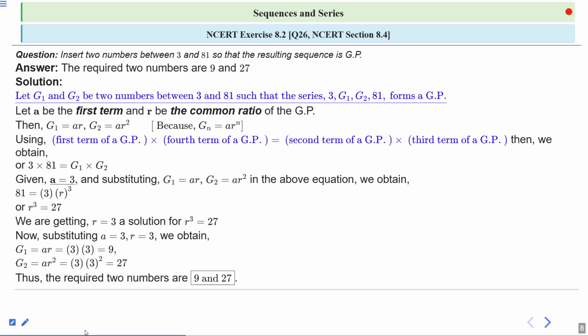So thus the required two numbers are 9 and 27. You can check it: 3, 9, 27 and 81. Basically this sequence is a GP. So this is the final answer. The required two numbers are 9 and 27. Clear? So now we will move to another question.